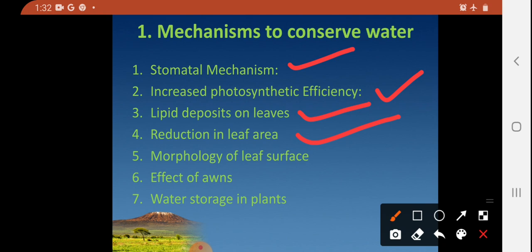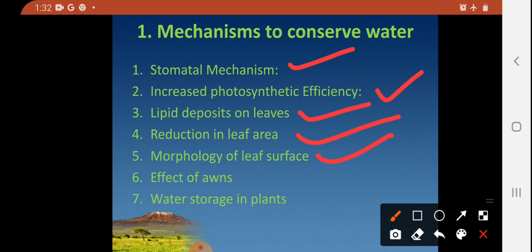Next mechanism is morphology of leaf surface. Leaves with thick cuticle or waxy surface, or sometimes spines, are also common. These kinds of characters are very effective to reduce transpiration rate. Most of the time, pubescence increases leaf reflectance, and this reduces solar radiation incidence and ultimately reduces transpiration rate, so that the plant can conserve water in its body.